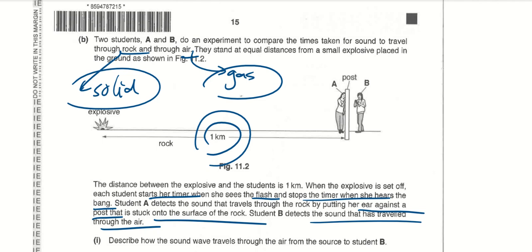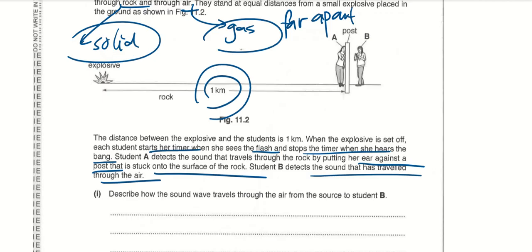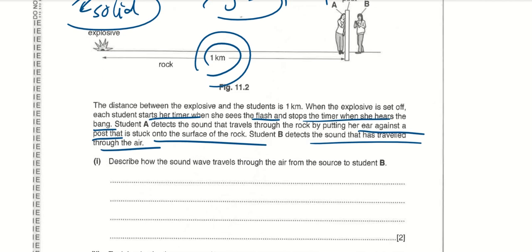Solid particles are close together. Is it easier for the sound energy to be transmitted through these solid particles? Yes, because they are closer together and they are in a fixed position. But in the air or gas, they are far apart and randomly moving. So it's very difficult to pass from one particle to the next particle. But they didn't ask for this.